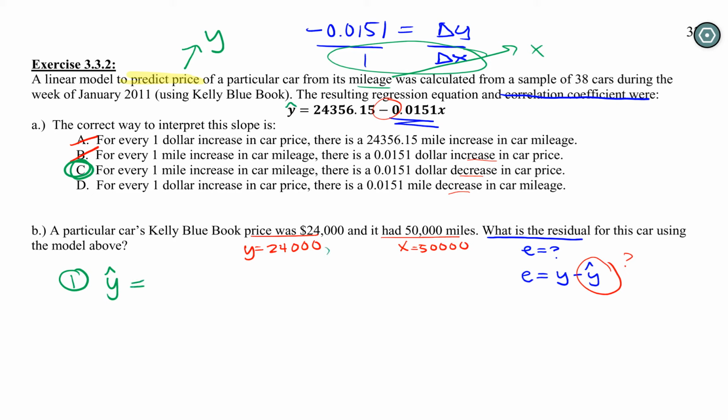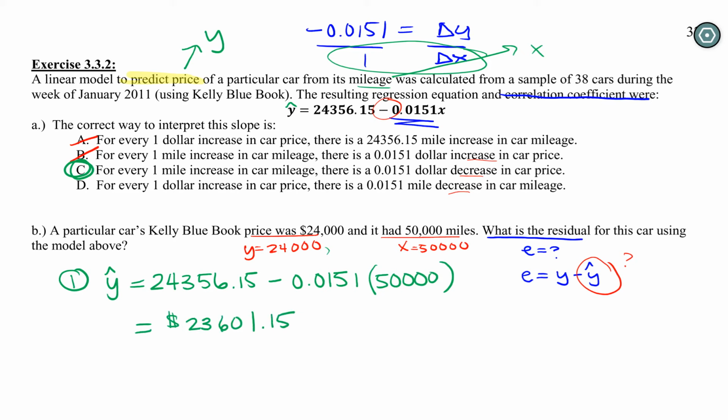We have this y, but we don't need it. We're going to use the line to predict our price when the mileage is 50,000. So we'll take this, our intercept, and subtract off 0.0151 times that x. And we'll figure out what our y hat is. And we get our y hat. So we would have thought the car would cost $23,601.15.